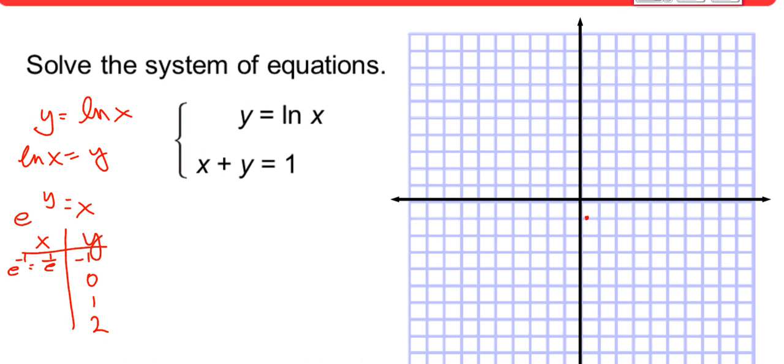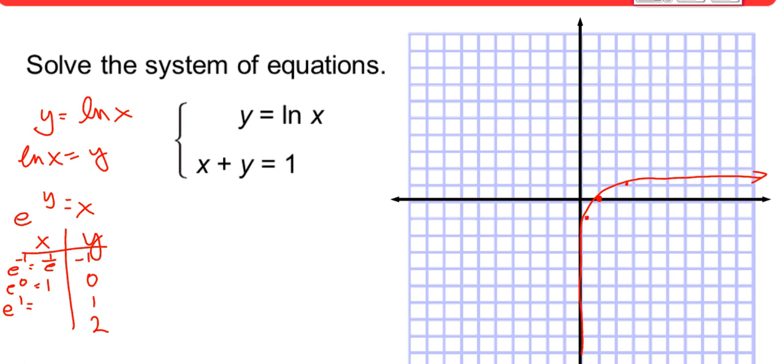The next one, if y is 0, e to the 0 is 1. So when x is 1, y is 0. And when y is 1, e to the 1 is equal to x, so that's about 2.7. So when x is 2.7, then y is 1. Probably that's enough. 1 over e squared, I don't know what 2.7 squared is. But that should be a good enough reminder of the shape of y equals ln x.